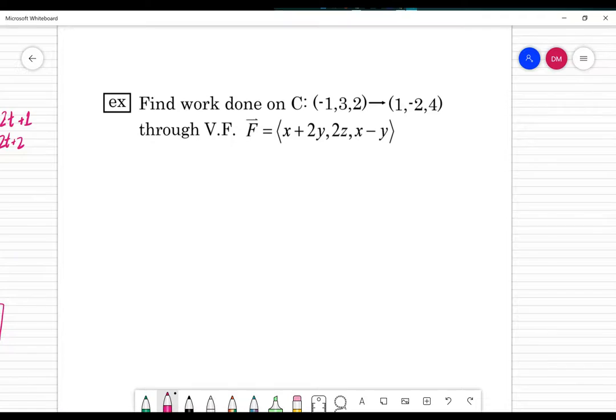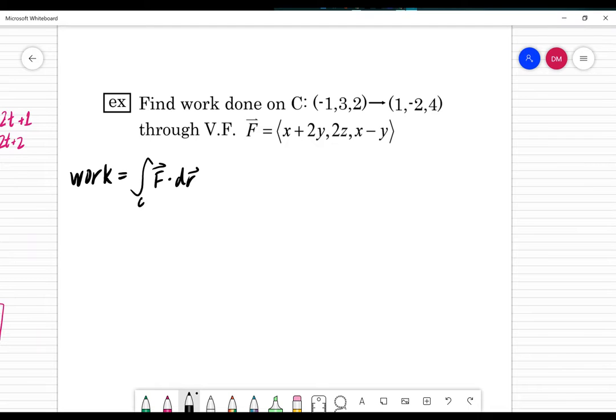So our third and final example here is to find the work done on our contour C. Again, we're doing a line segment in space here, but we are going to find work through a vector field. So this is combining our two ideas together. So now we are going to find work. Keep in mind that in order to find work, as we learned in the first part of 15.2, we are going to integrate over C f dot dr. And that's how we're going to find that.